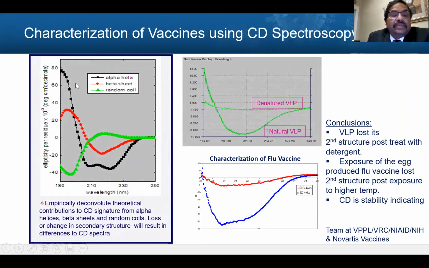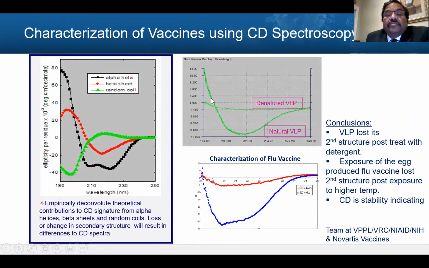As you can see on the left-hand side, a vaccine or any protein, depending upon what it has, may have a different profile. Look at the black profile. If you have predominantly alpha helix, this is the profile you may see. If you have beta sheet, you will see a profile similar to the red line. And if you have random coil, you will see a profile similar to the green line. So these are the 3 distinct profiles you get if you have pure alpha helix, beta sheet, and random coil.